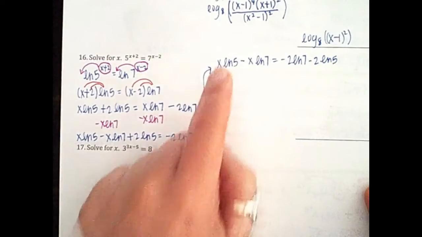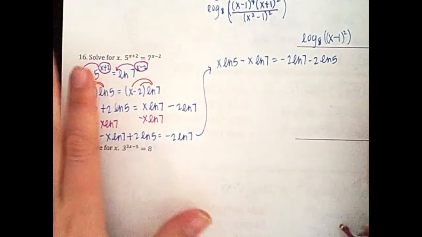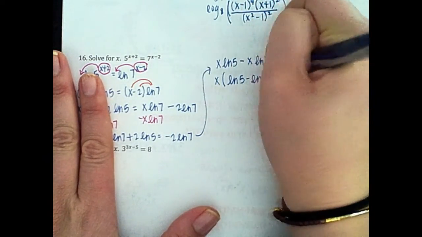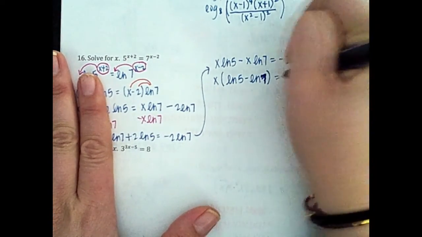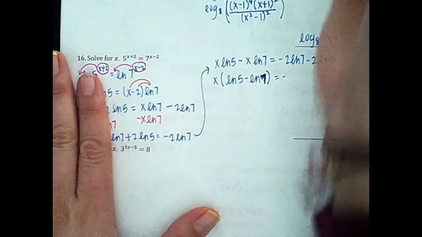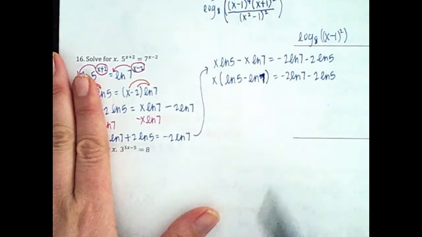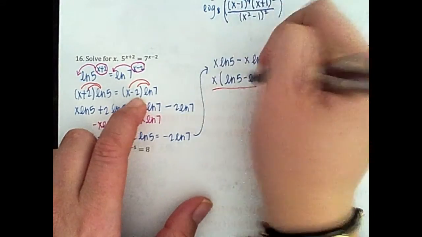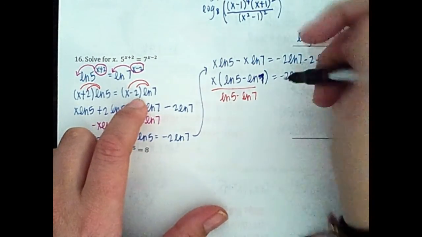Okay, so now what you should notice is on this side, we do have a GCF. Both terms have x in it, so we can factor out x from both terms. So x times ln of 5 minus ln of 7, and then equals negative 2 ln of 7 minus 2 ln of 5. And so again, our goal is to get x by itself, so all we would do is divide both sides by ln of 5 minus ln of 7.